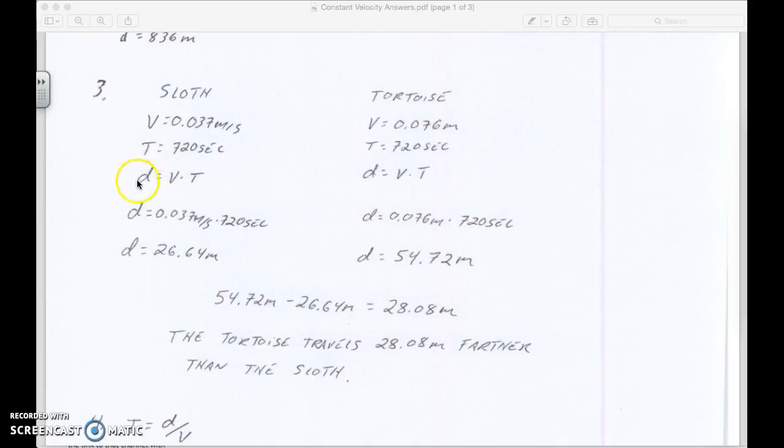So we're looking for the d, or displacement, which is velocity multiplied by time. We were given the velocity of the sloth. The time is 720 seconds. Multiply the two together and you get 26.64 meters is how far the sloth has gone.